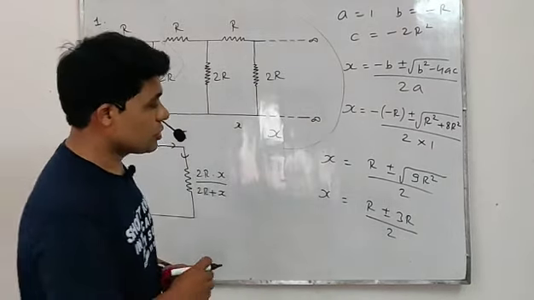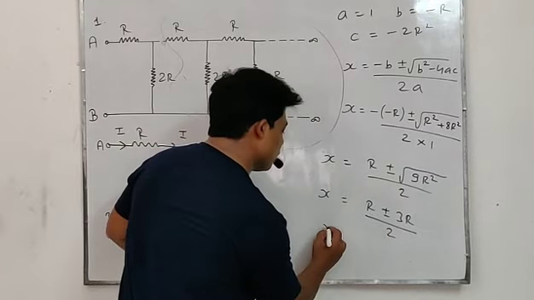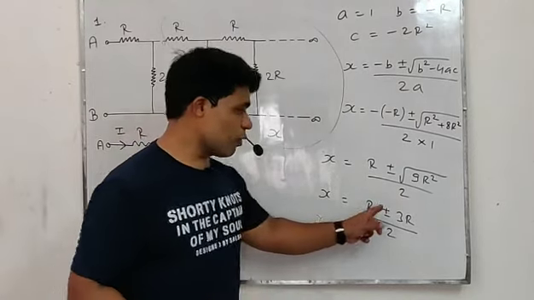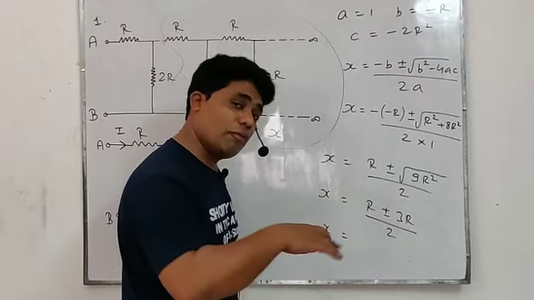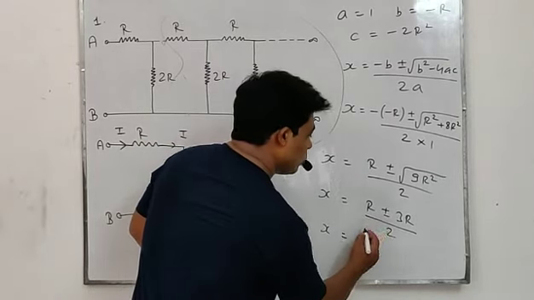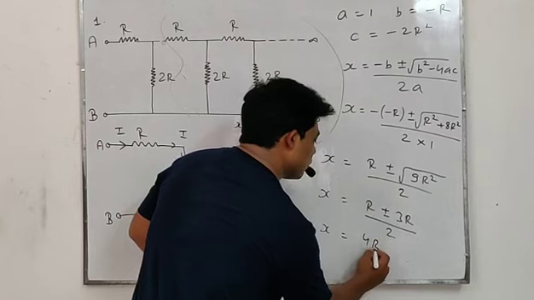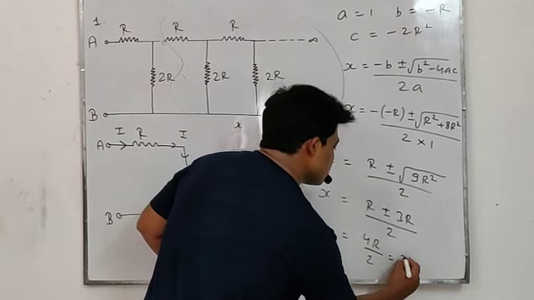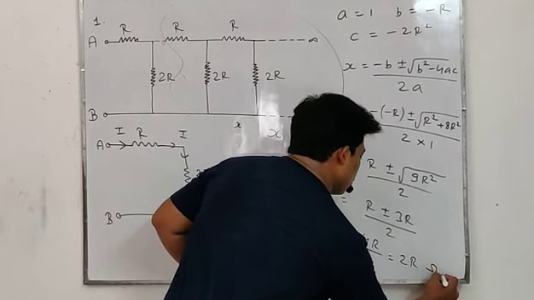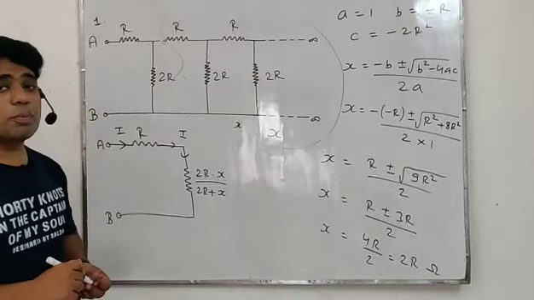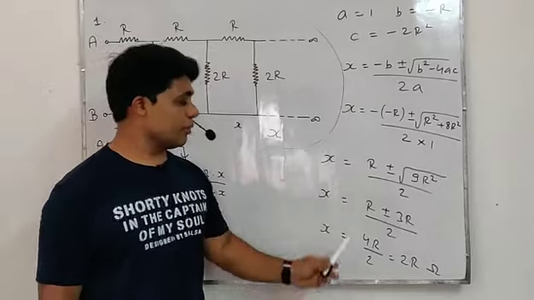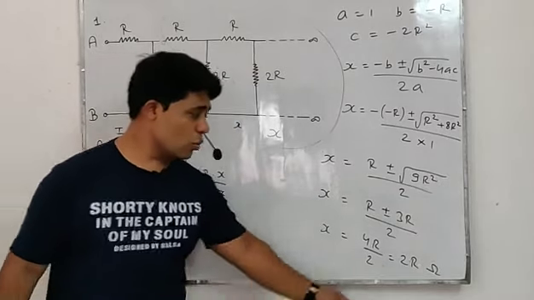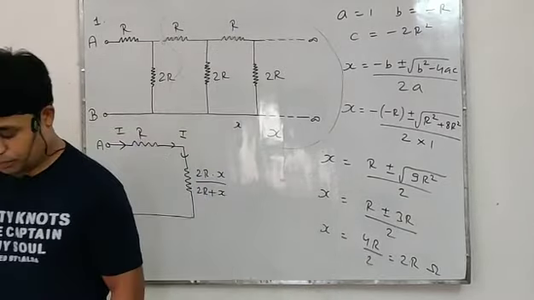Okay. Now students, suppose we can make two answers. First from plus, another from minus. Suppose you are taking positive only. We can take minus also. So r plus 3r, 4r by 2, there comes 2r ohm. So what should be the total resistance of this circuit that leads to infinity? That is 2r ohm. Understood students?